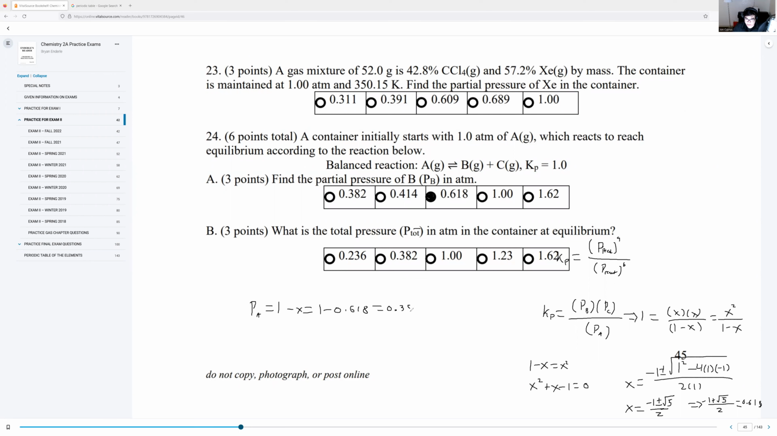That is 0.381, or 0.382. All I have to do is just add A, B, and C up. So the total pressure is just pressure of A plus the pressure of B plus the pressure of C. B and C are the same, as we did in the problem. And so 0.382 plus 0.618 plus 0.618. And then you get 1.618, or 1.62, sorry. Rounded incorrectly. That's your answer.